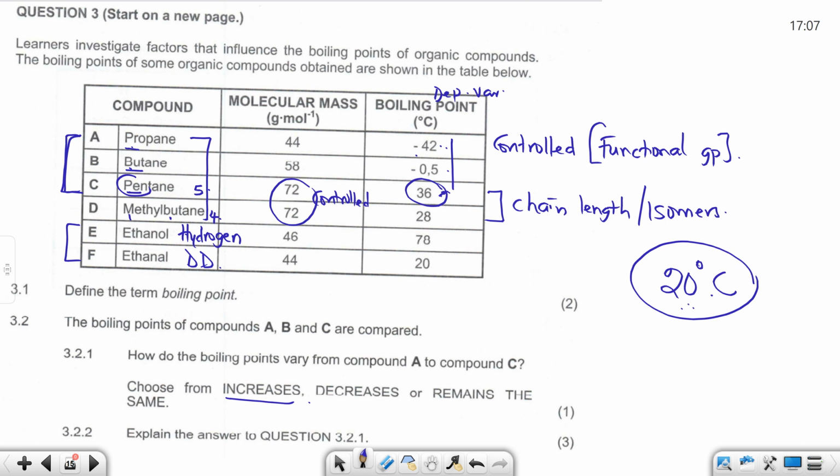No, they give you a room temperature. You compare with the room temperature. They will tell you, is it a gas or a liquid? What's the boiling point of this one? 36. You have the option, whether it's a gas or a liquid. Boiling point means it is changing from what? Liquid to gas. It will only boil when the temperature gets to 36.